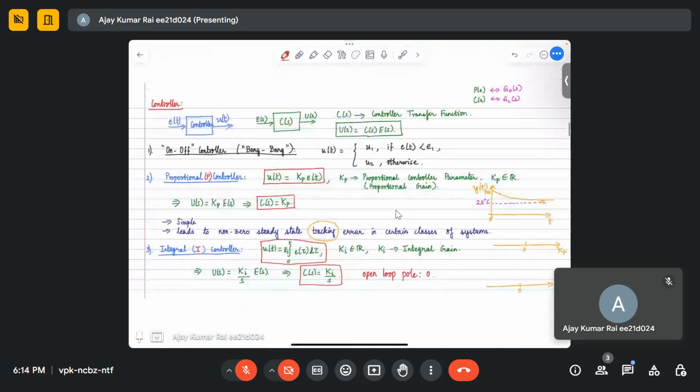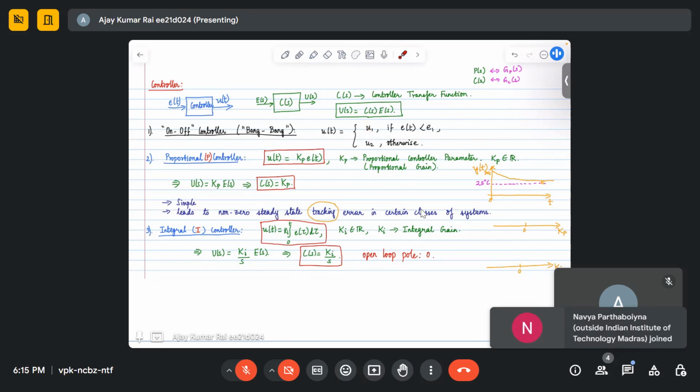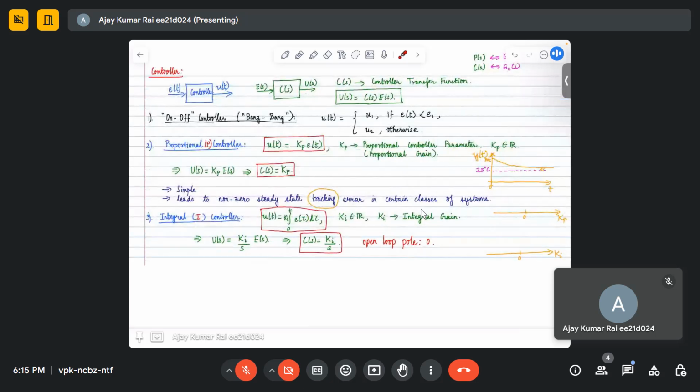What are the types of controller? Basically they have covered the on-off controller. An on-off controller has only two output values, right? If the error is less than a particular value e1, the output of the controller is u1, and otherwise, if it is greater than e1, you'll have u2. Only two values. But in practical scenarios you will not be using this on-off controller.